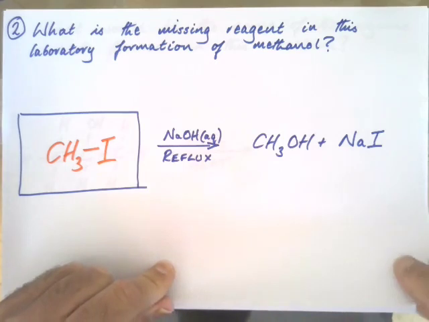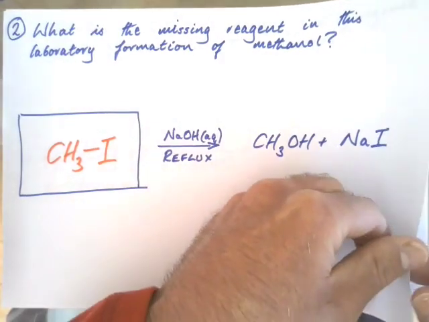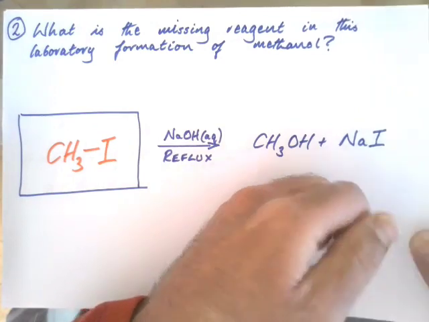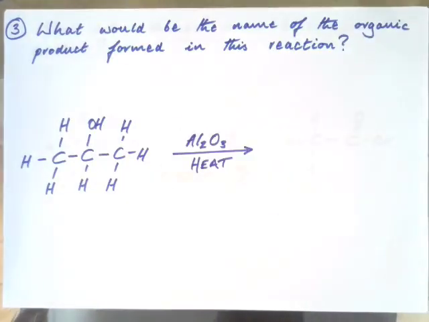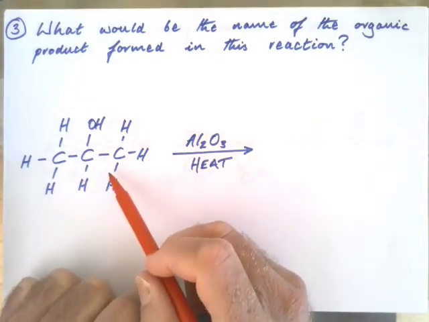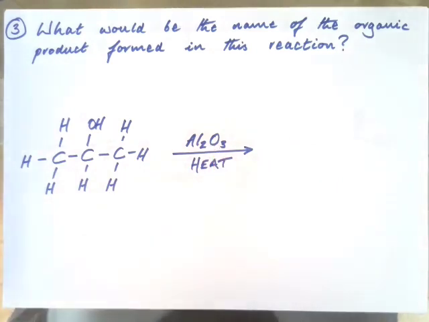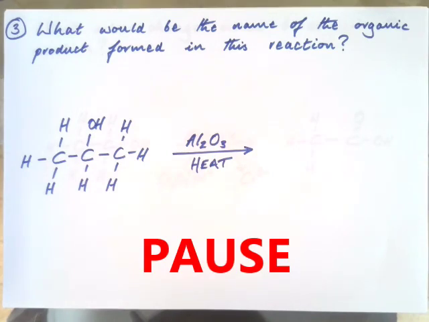Okay, so question number 3 on our alcohols quiz. What would be the name of the organic product formed in this reaction? So we've got propan-1-ol being heated with aluminium oxide. What's the organic product formed here? Pause the video now and I'll come back with the right answer.